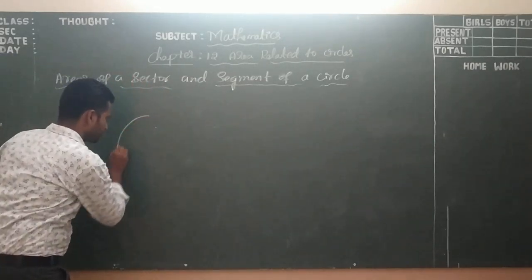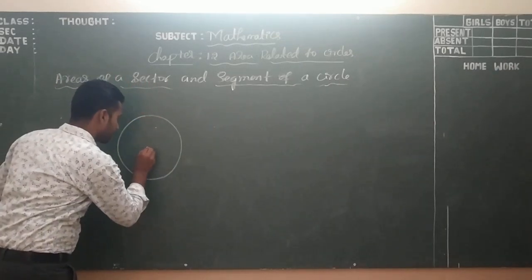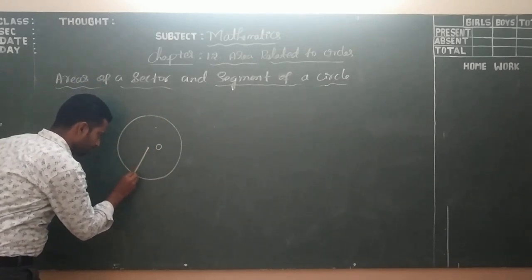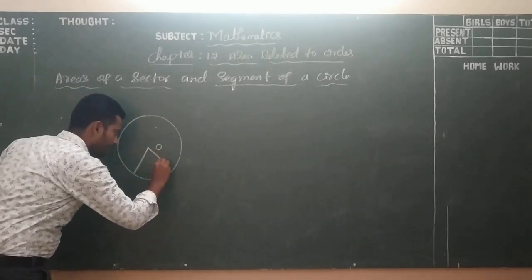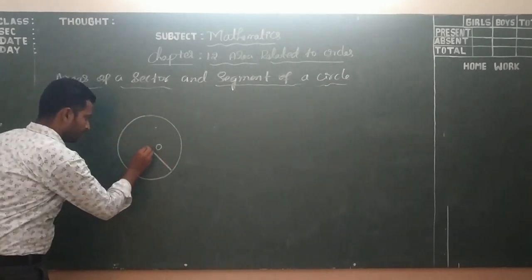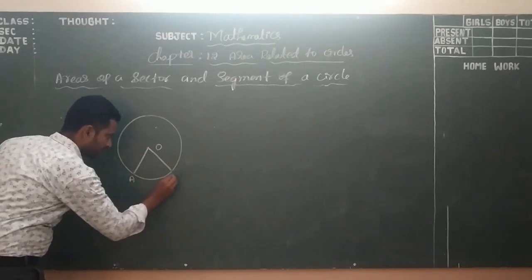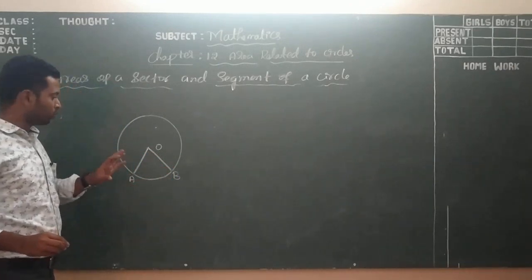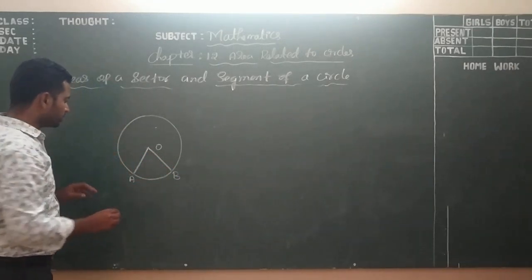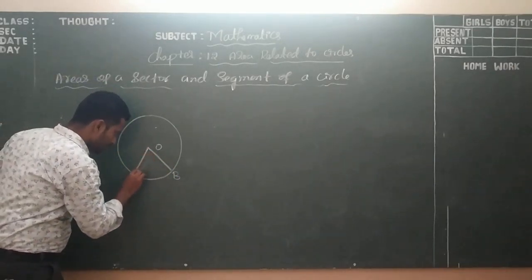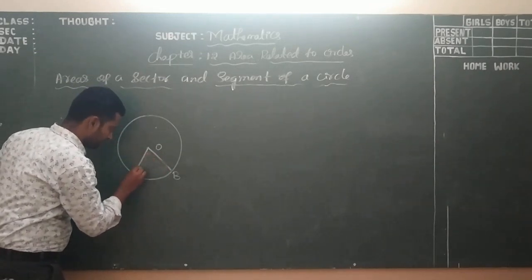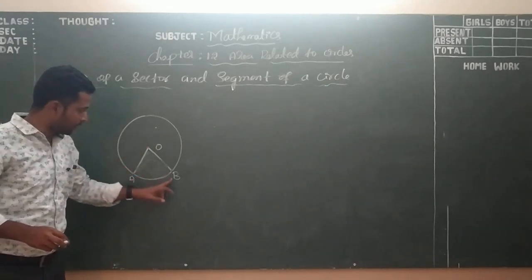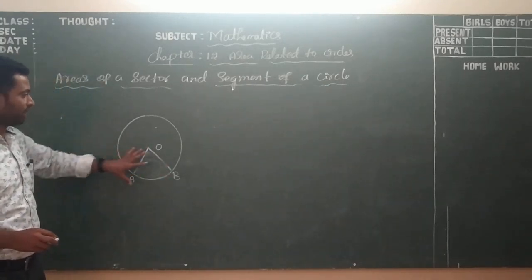See, consider this circle with the center O. If I draw two radii to this circle, let us assume this point is A and another one is point B. OA and OB are the two radii. So next, see here the area is formed. This is what an area of sector is. OAB is a sector of a circle.